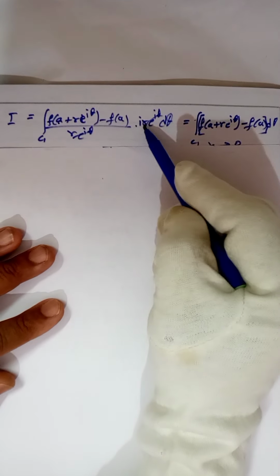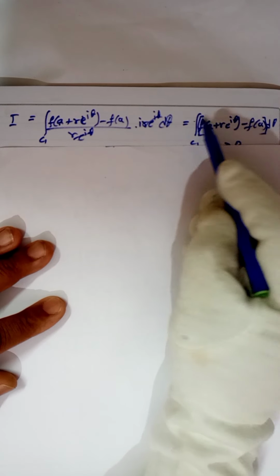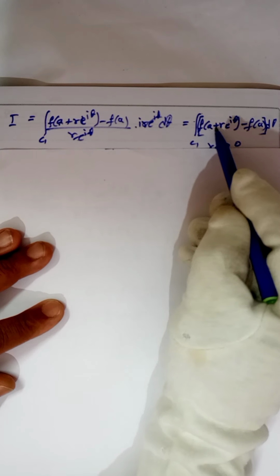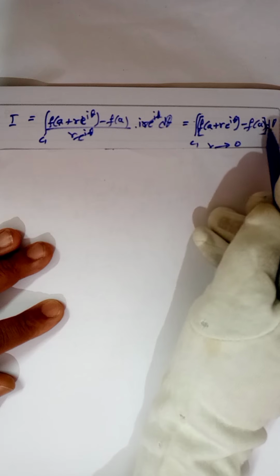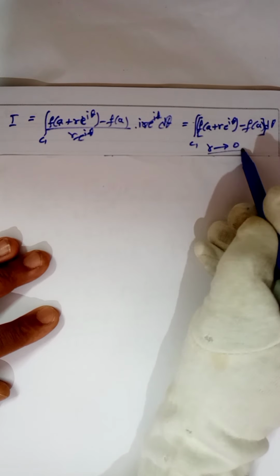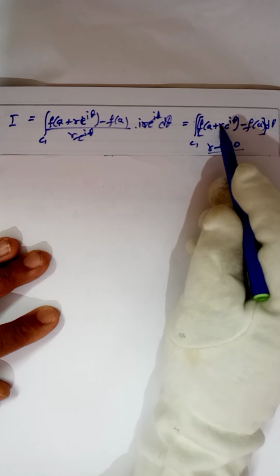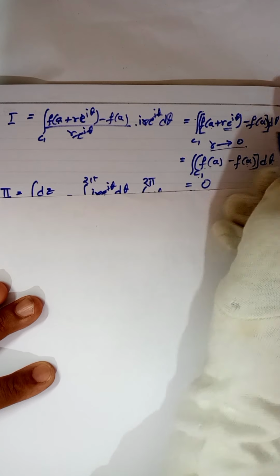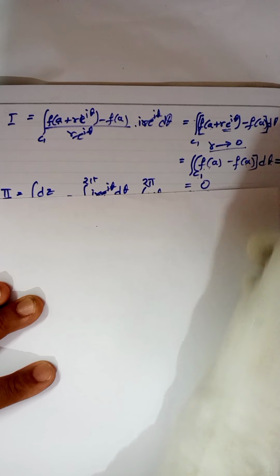Now i r e to the power i theta can be cancelled out and our integral would become the integral over C1 of f(a plus r e to the power i theta) minus f(a) times d theta. Now the radius of the smaller circle approaches 0. When r approaches 0, this term would become f(a), and the integral would become f(a) minus f(a) times d theta. f(a) minus f(a) is equal to 0. So this whole particular integral would become 0.